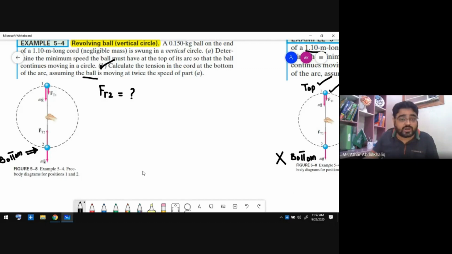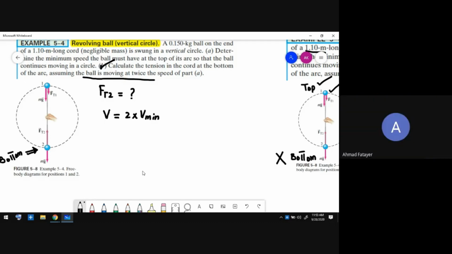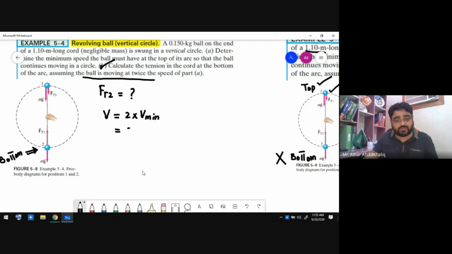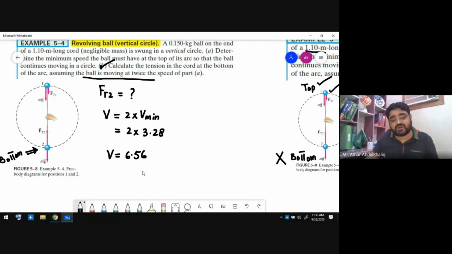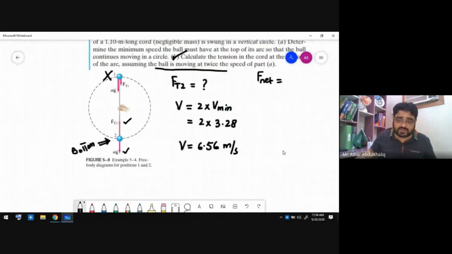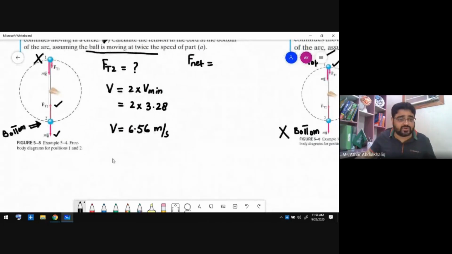Secondly, assuming the ball is moving with twice the speed. So what was the speed? It was 3.28. At the bottom, its speed is 2 times the minimum speed. Why am I multiplying by 2? Because they are asking that at this point the velocity is 2 times. So it was 3.28. When you multiply, what is your answer? 6.56 meters per second.